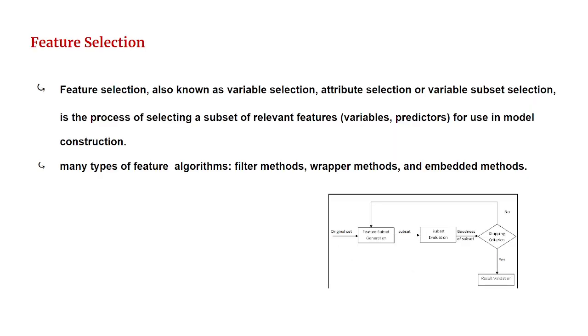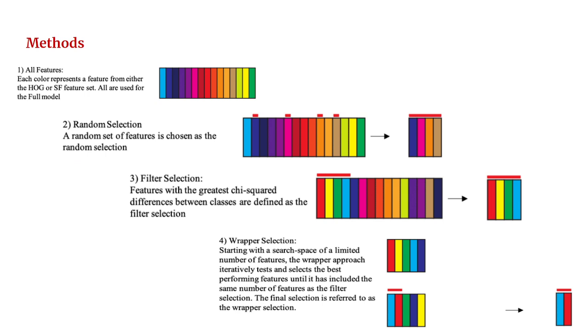Feature selection is one of the most important aspects of machine learning, in finding the correct relevant features. There are many algorithms, such as filter methods, wrapper methods, and embedded methods. As you can see in the example, all the features are mentioned. For random selection, the data is randomly selected and then follows the training phase. For filter selection, the greatest chi-square difference, or the correlation metrics or correlation values, are assigned, and then the features are selected and follow the training phase.